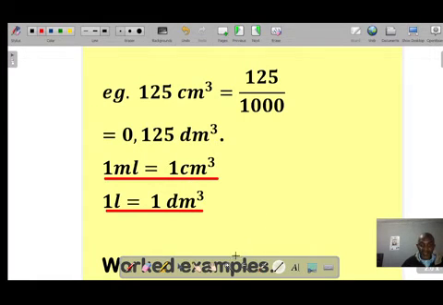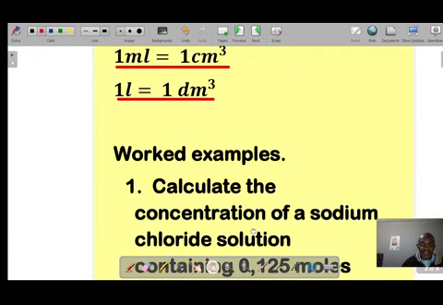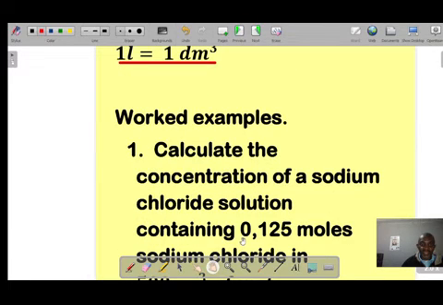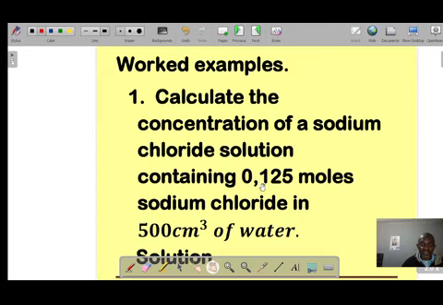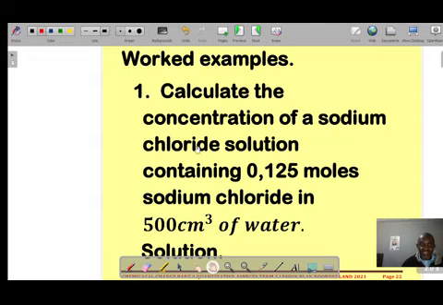Okay, let us look at some examples here. The question says: calculate the concentration of a sodium chloride solution containing 0.125 moles of sodium chloride in 500 cubic centimeters of water.